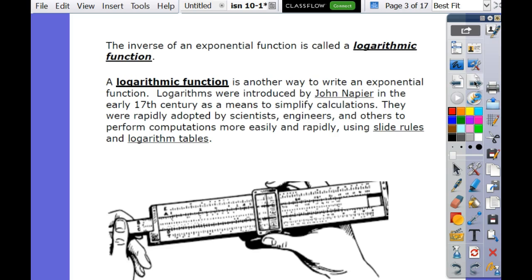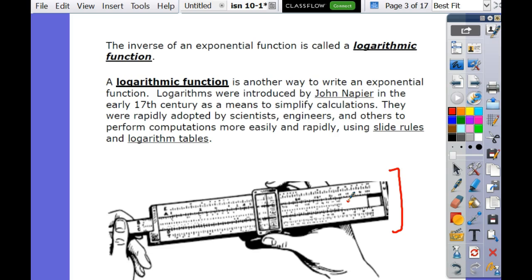A logarithm was used to help calculations because in the ancient days when I was in high school, we did not have calculators to help us calculate stuff. We had this thing right here that's called a slide rule. And it was 2 pieces of wood, and then this middle section slid up and down inside.